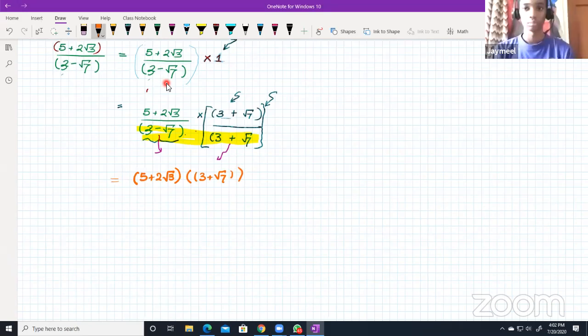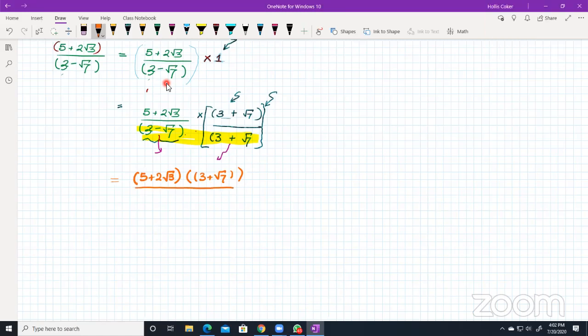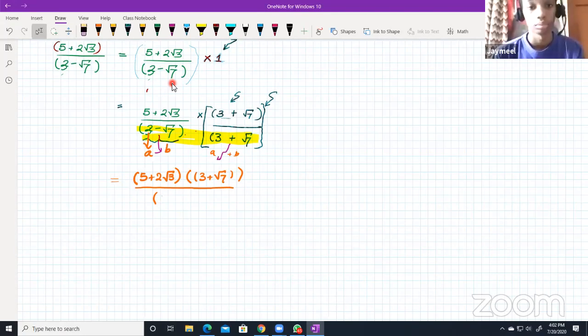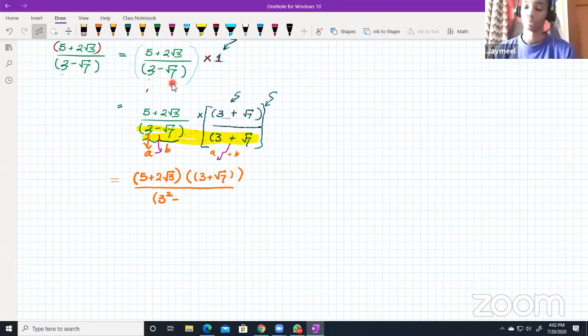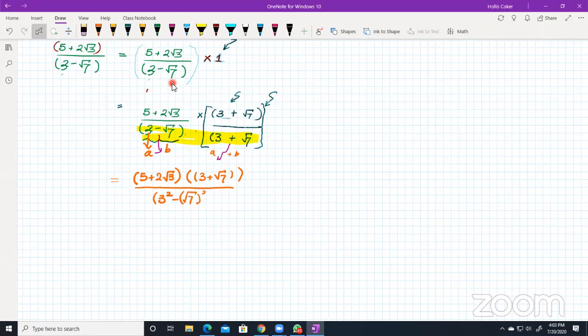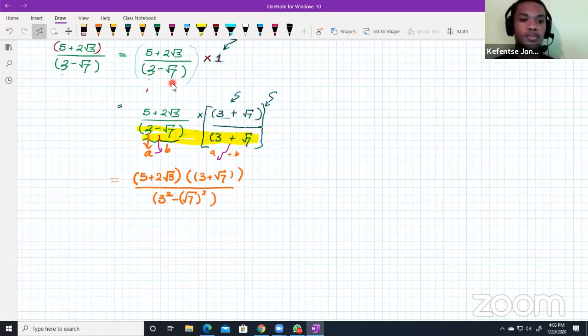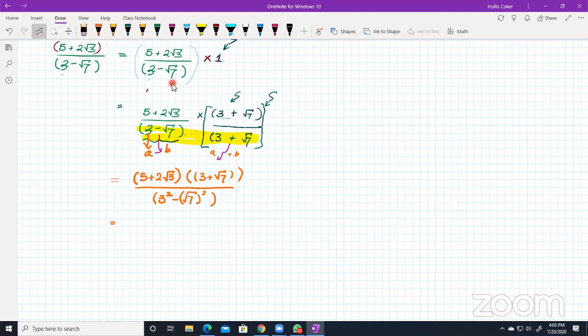Okay? The bottom, however, is in the form of (a minus b) into (a plus b), which you know is going to be what? a squared minus b squared. a is going to be 3, right? So a squared will be 3 squared, minus 7. You have root 7 as b, so b squared, when you square it, you will get 7. Makes sense? Yes, sir. Once you do this technique, you're guaranteed to have no square roots in the denominator.